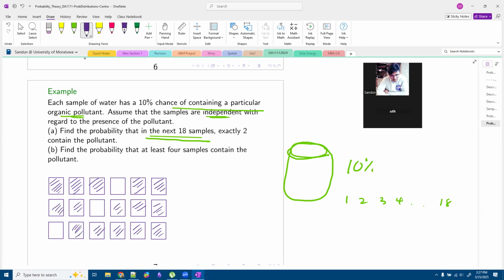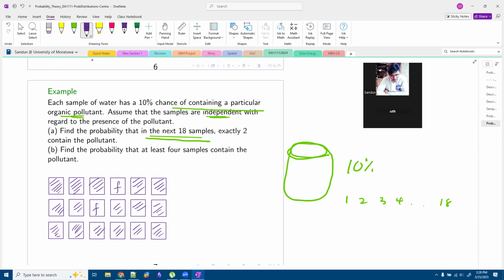Oh, sorry. We are asked to find the case where exactly 2 contain the pollutant. So this is what I have: 18 samples, 6 times 3, 18 samples, and 2 contain the pollutant.